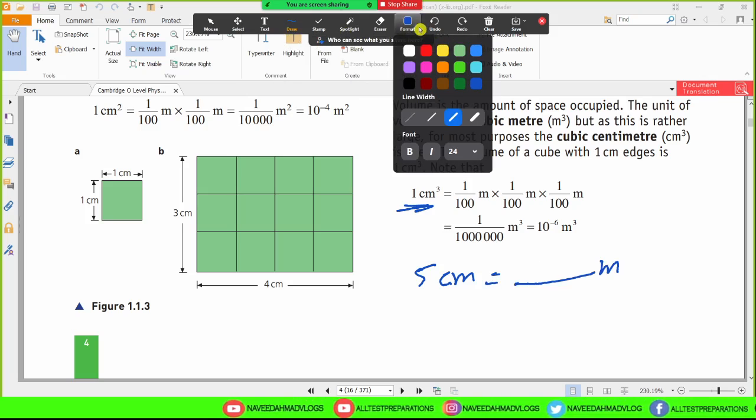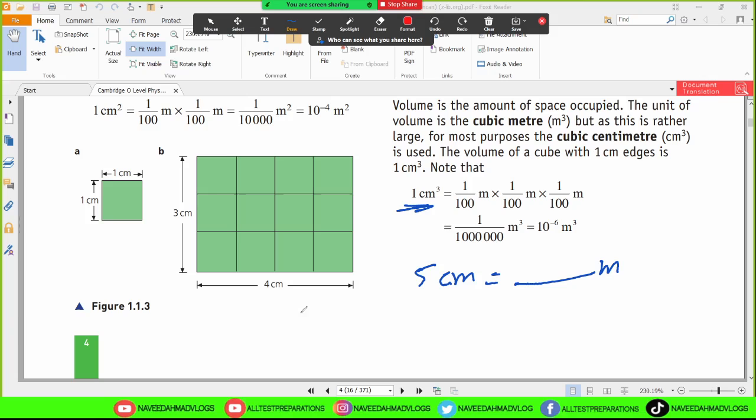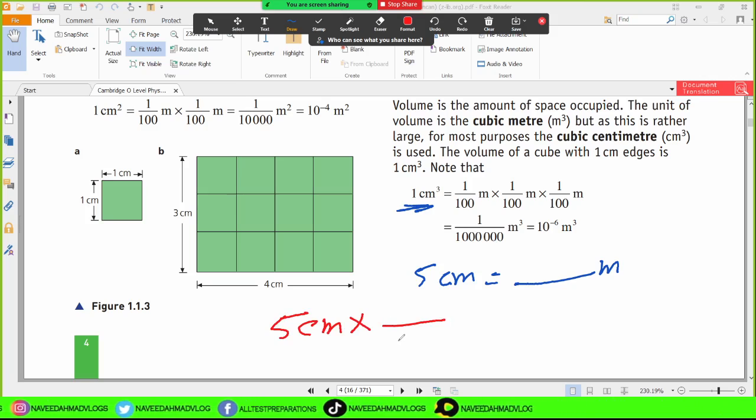It's too easy. What do you have to do? 5 centimeter, times 1 meter. In 1 meter we have how many centimeter? 100. Yeah, 100 centimeter. Good. Why am I writing like this? Because I want to cancel this centimeter by this centimeter. So I will write it like this.